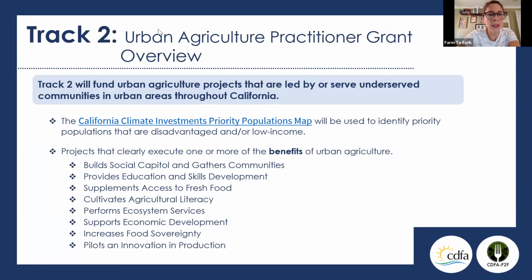Okay, so moving on to track 2, we'll fund urban agriculture projects that are led by or serve underserved communities in urban areas. And we will be using again, for both tracks, the California Climate Investment Priority Populations Map to identify these priority populations, which include disadvantaged and or low income areas of California cities. And so these projects are really to clearly execute one or more of the benefits of urban agriculture.